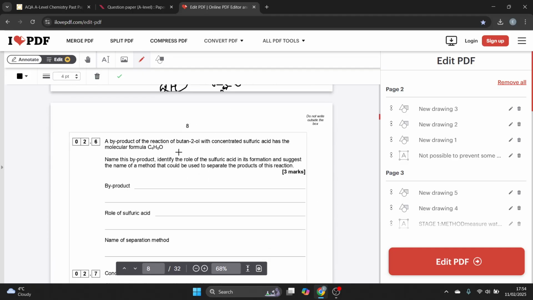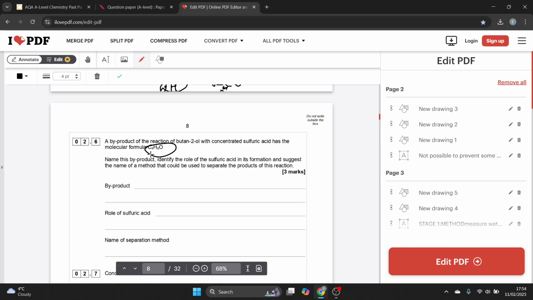A byproduct of the reaction of butan-2-ol with concentrated sulfuric acid has molecular formula C4H8O. Name this byproduct. Identify the role of sulfuric acid in its formation. Suggest the name of the method used to separate the products of this reaction. So it's testing a lot of content in this question.